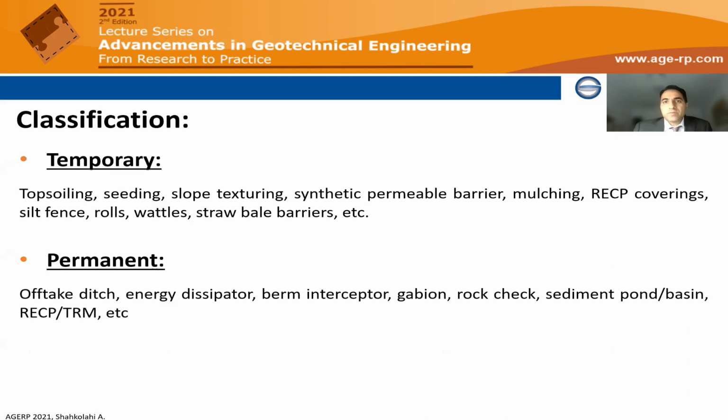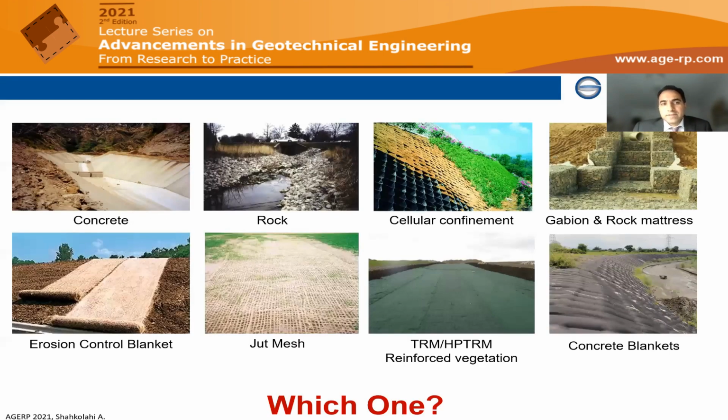The permanent solution is when we permanently have the risk of erosion. It can be that we cannot have vegetation, or vegetation alone is not enough to control the erosion. So we think of using something permanent to control the erosion. Now there are different techniques, as we discussed: concrete, rock, cellular confinement, gabions, erosion control blankets, TRMs, concrete blankets, different things. Which one should we use?